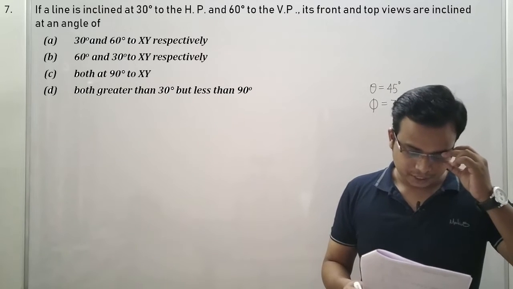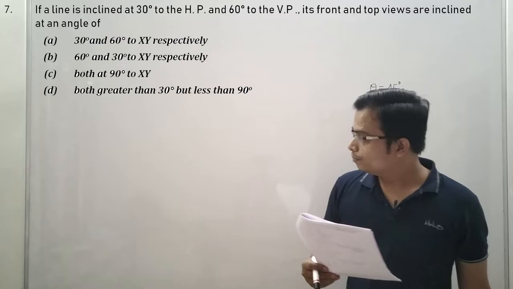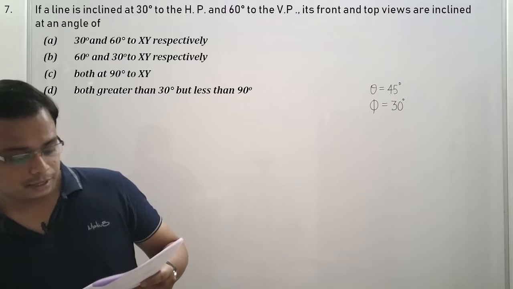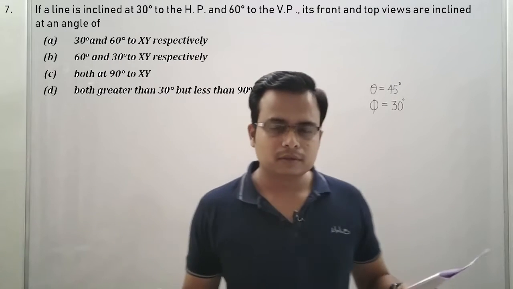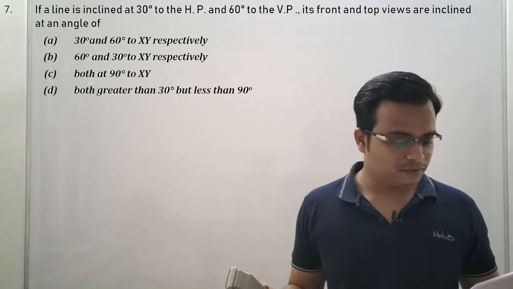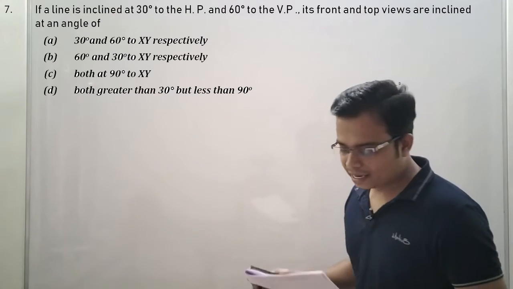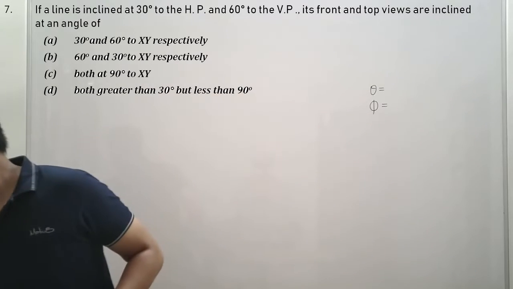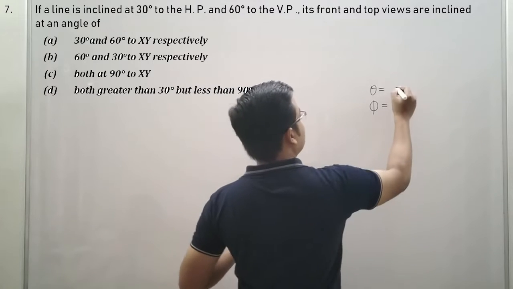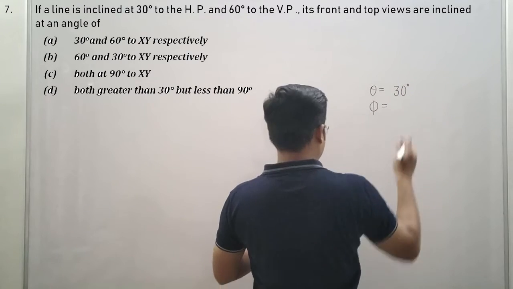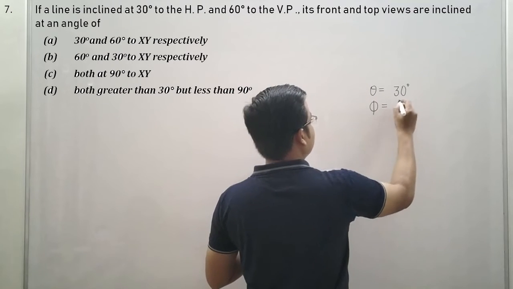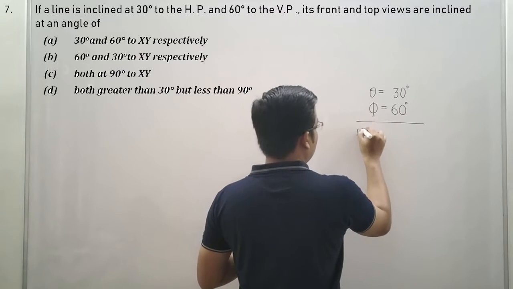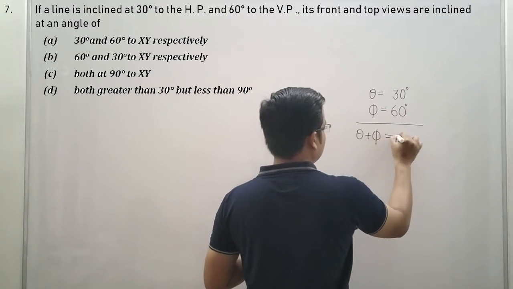Okay, problem 7th. This is very interesting. So here we go. If a line is inclined at 30 degrees to the HP and 60 degrees to the VP, its front and top views are inclined at an angle of, very interesting. Theta is equal to how much? 30 degrees, fine, and phi, that is the angle that the line makes with the VP, is 60 degrees. If you add these two, you will have theta plus phi is equal to 90 degrees.